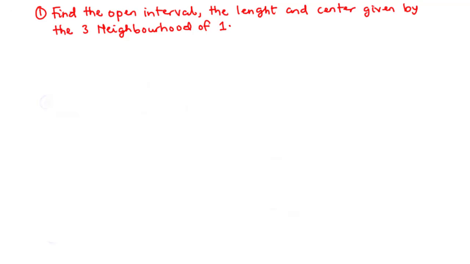So for this example, we are asked to find the open interval, the length and center given by the 3 neighborhood of 1. Now to solve this question, the first thing we are supposed to do is to define the values or the numbers we have in here. Now if we have the delta neighborhood of A, then we can equate that to what we have in the question, which is the 3 neighborhood of 1. Now if you do this, then you realize that delta is equal to 3 and A is equal to 1.